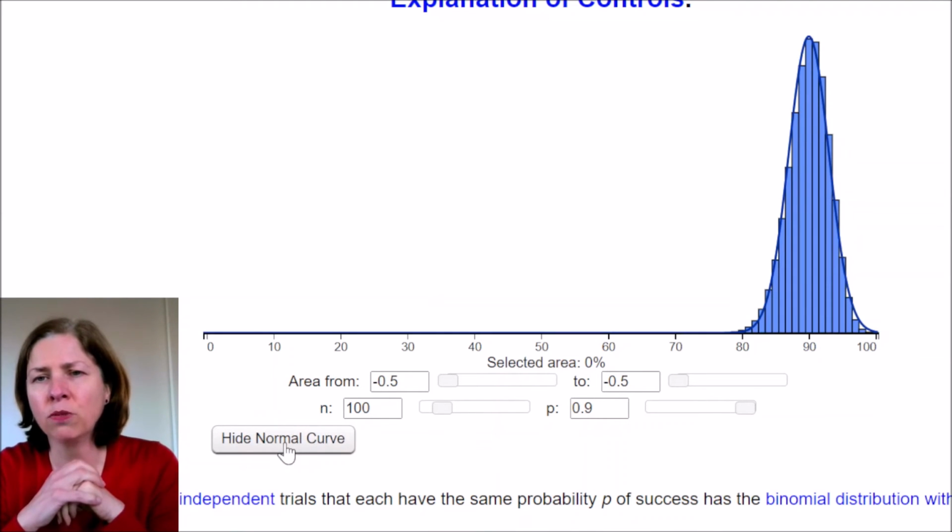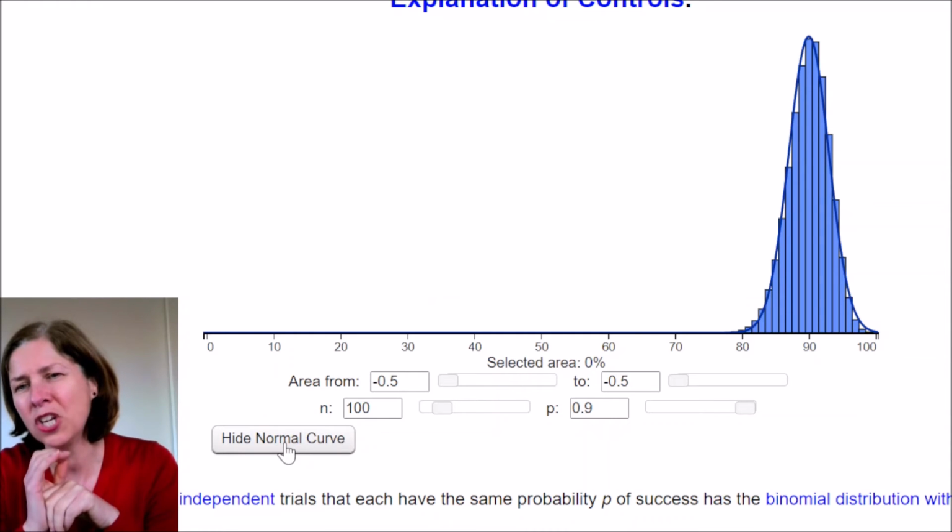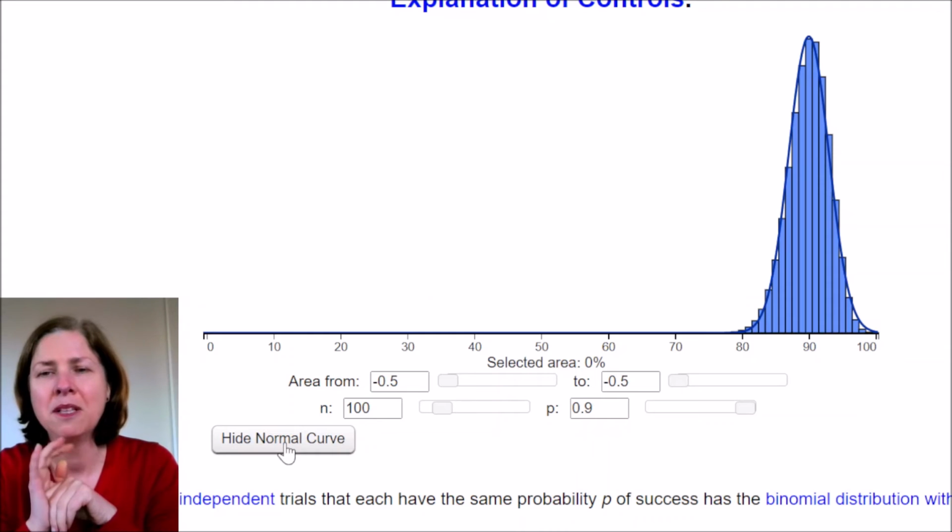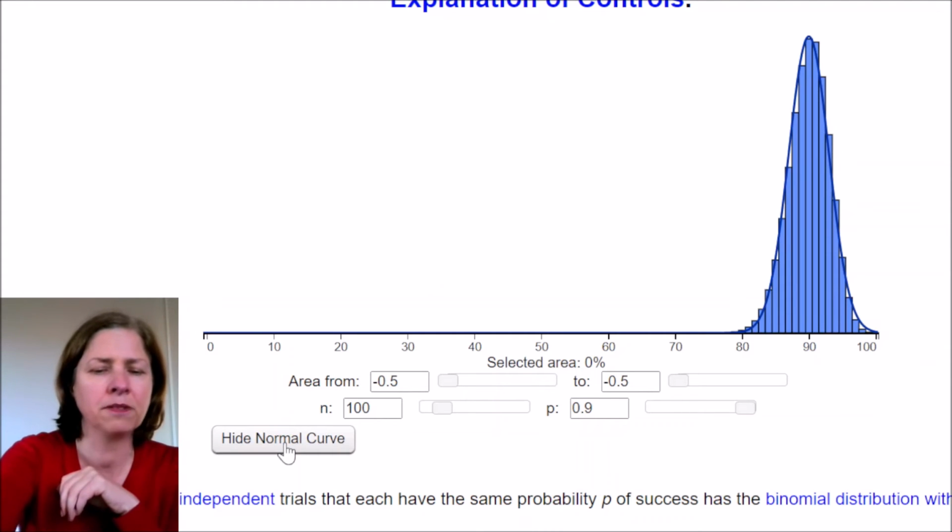And there's where the normal curve sits. Now you can see it's still not as close as some of the more symmetrical ones sitting in the middle, but it's definitely a good approximation.